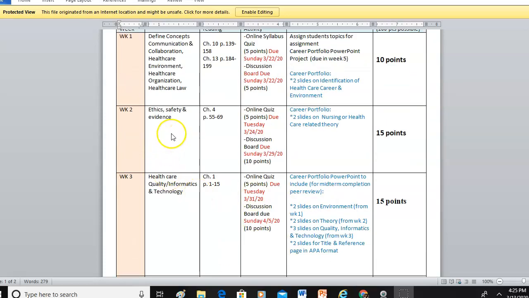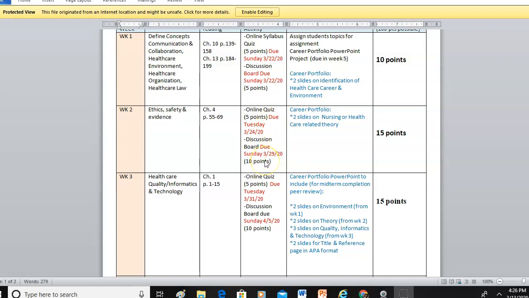Week 2, we're talking about ethics, safety, and evidence-based practice. These are the chapters to read. Now notice that when we start with week 2, our quizzes are now due on the Tuesday before the Wednesday class. So technically our class was supposed to be Wednesdays from 6 to 7:30. We're still going to use Wednesday as our class date. So our quizzes will be due the Tuesday before that following Wednesday class. So this quiz on this information that you read will be due Tuesday on March 24th by 11:59 p.m.